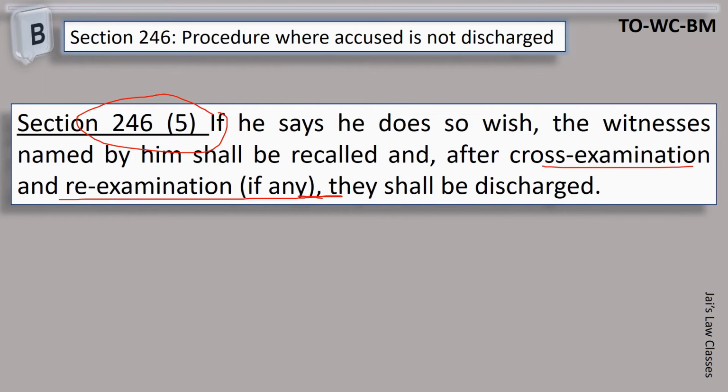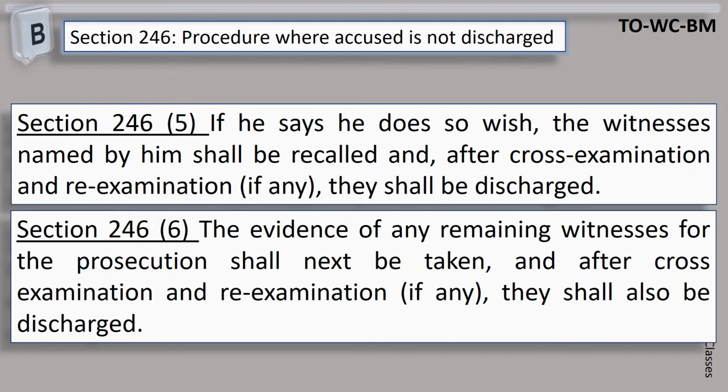And subsection 6 informs us the evidence of any remaining witnesses for the prosecution shall next be taken, and after cross-examination and re-examination if any, they shall also be discharged. So this is regarding the remaining witnesses that the prosecution wants to bring up. He can bring them up next, and they can also be called, examined and re-examined. After that they will be discharged. I hope you enjoyed section 246 as well.